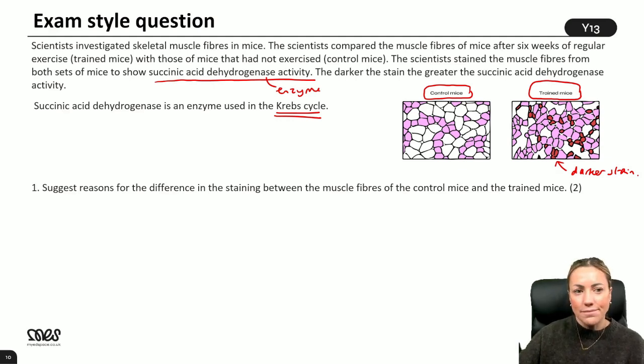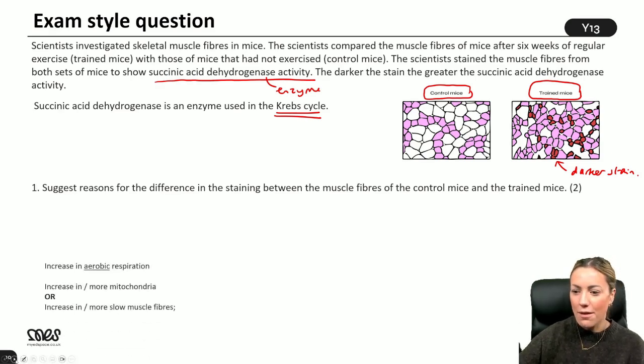So I'm thinking if the trained mice have darker stained muscle fibers, they have more of this enzyme. That tells you they're doing more Krebs cycle, because the enzyme is used in the Krebs cycle. So the trained mice are obviously doing more aerobic respiration, which means they have more mitochondria. Let's have a look. I think I actually put the answer on before I tell you the wrong things. Yeah. So the trained mice are obviously doing more aerobic respiration.